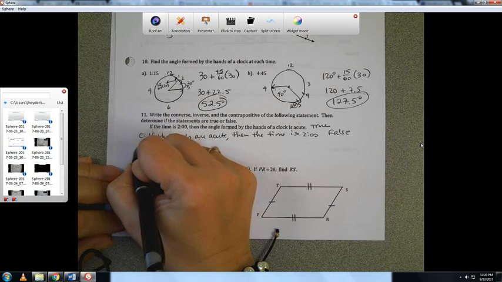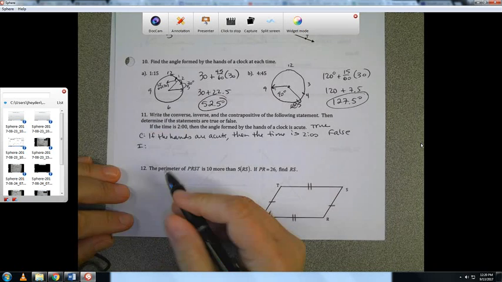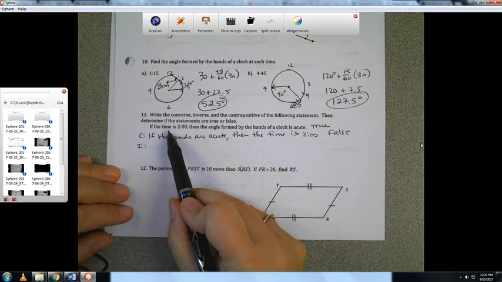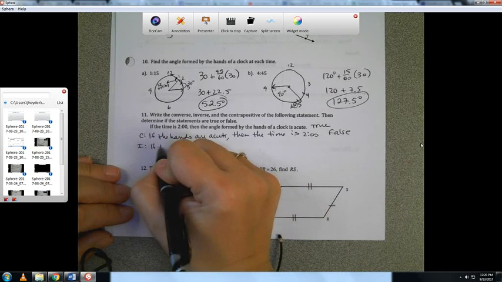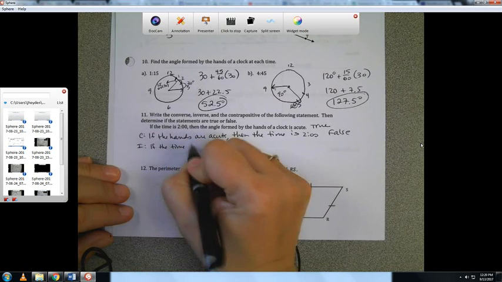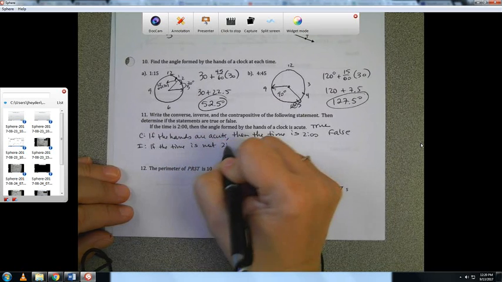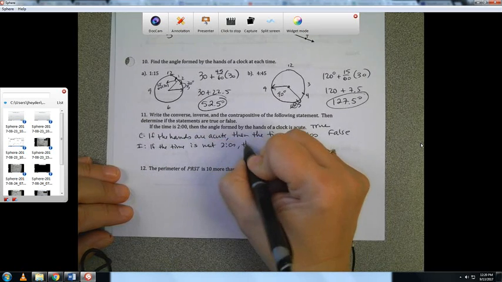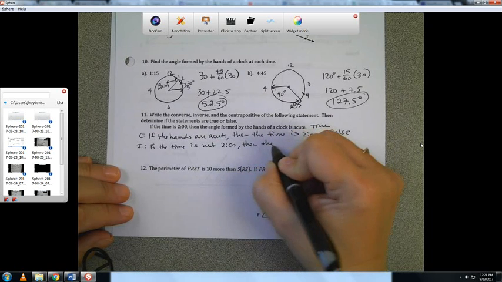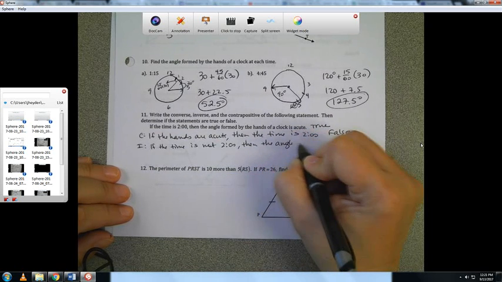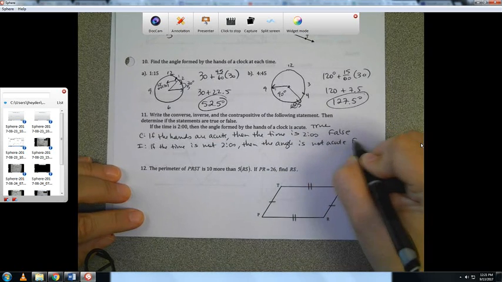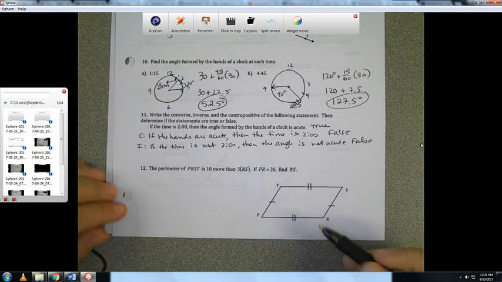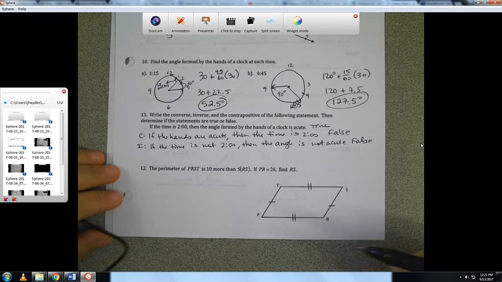The inverse is when you basically put a not in front of this statement and a not in front of this one. So if the time is not 2 p.m. or 2 a.m., then the angle is not acute. Well, that's false again too, because that's what we said. If the time is not 2 o'clock, that doesn't mean the hands aren't acute. It could be some other time and still be acute.